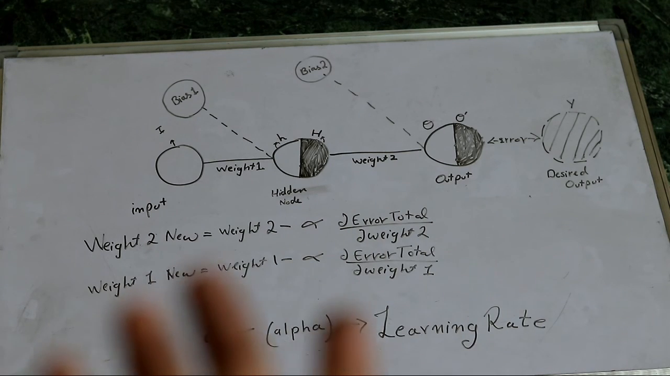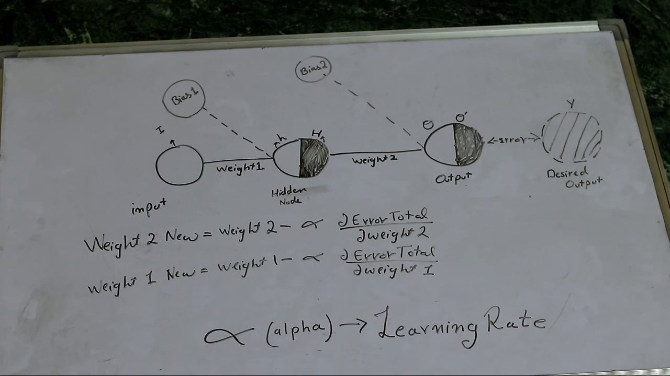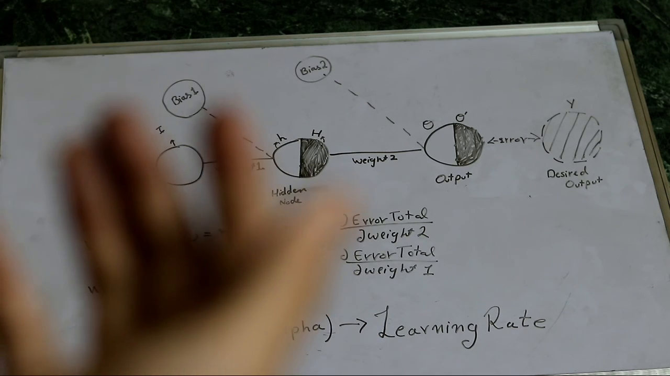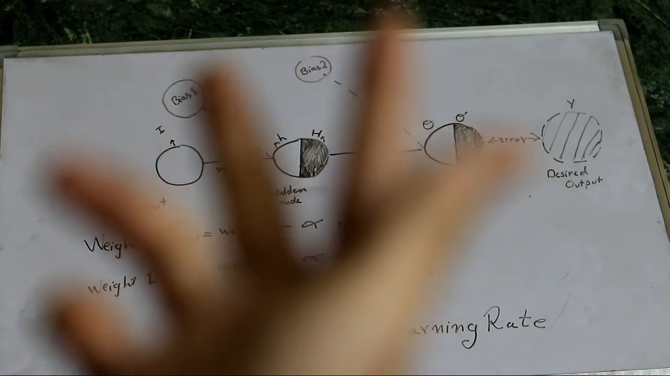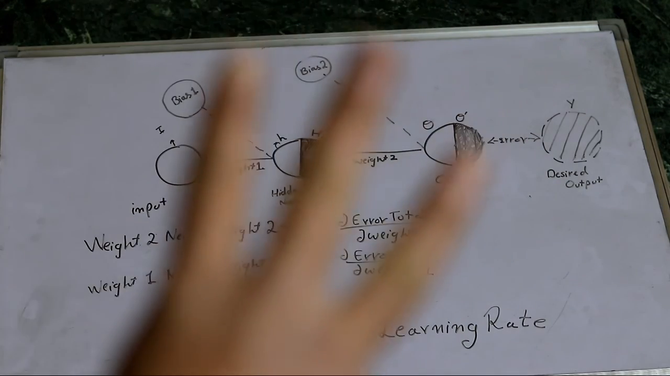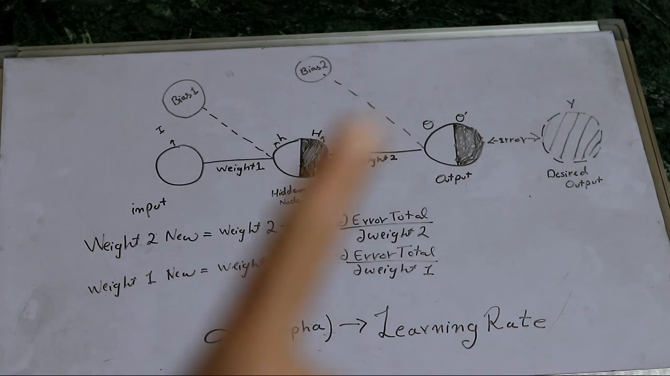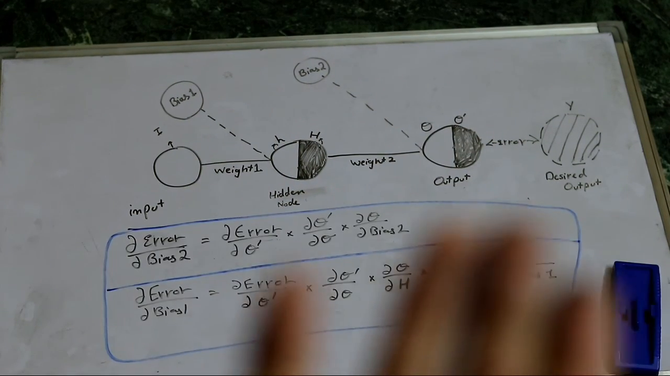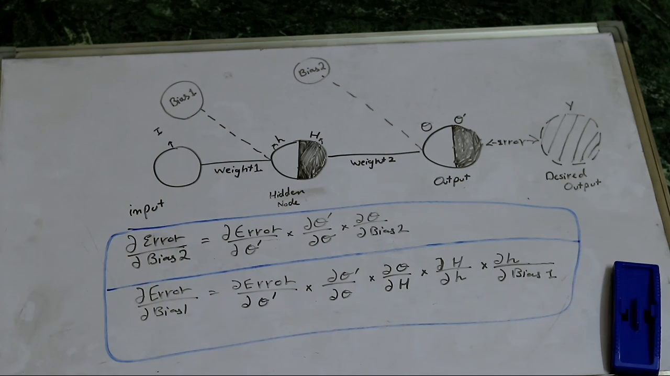Anyway, as homework, I challenge you to find how the bias is updated, bias 2 and bias 1. I'll leave the answers in 3, 2, 1. So these are the answers. Boom, very easy. Same pattern, you just follow. And that will be all.